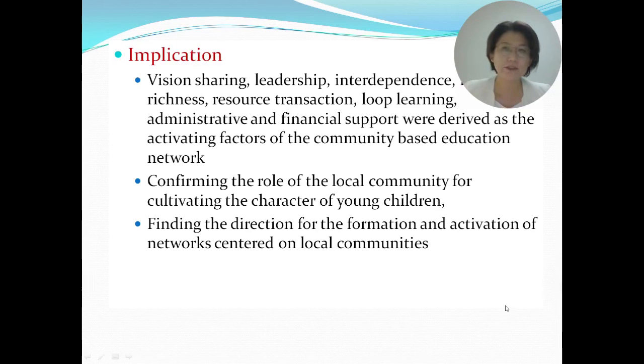From this result, we can confirm the role of the local community for cultivating the character of young children, and also found the direction for the formation and activation of network centered on local community.